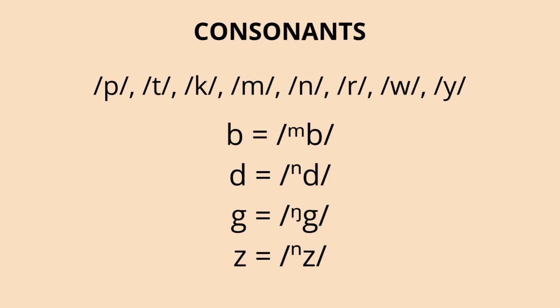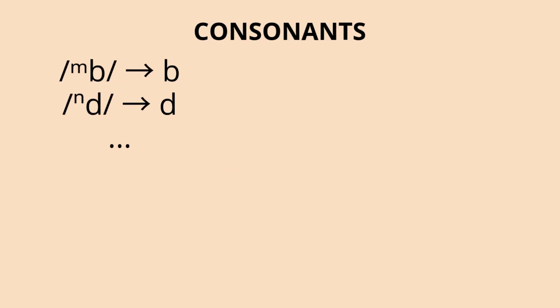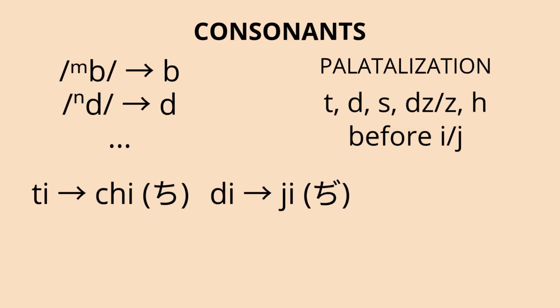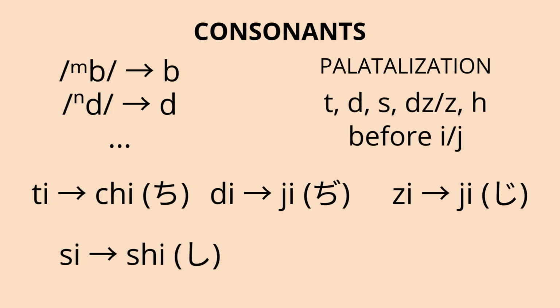Modern Japanese has a similar set of basic consonants, but with some key differences in how they behave and how we produce them. For voiced consonants, the old prenasalized sounds like mb have become simple voiced sounds like b or d. The nasal part has disappeared from the start of the sound. One of the biggest changes is palatalization. When certain consonants like t, d, s, d, also pronounced z, or h, are followed by an e vowel or a y sound, they often change. T becomes chi, D becomes ji, Z also becomes ji, S becomes shi, and hi becomes something like hi.